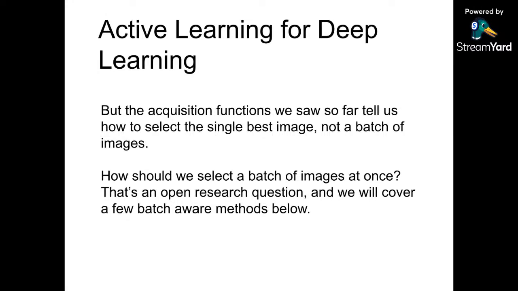Here the problem is that the acquisition functions we saw so far tell us how to select the single best image or text, not a batch of images. We pass one image and see how uncertain it is, include it in our data set, then train a new model and do that iteration again.